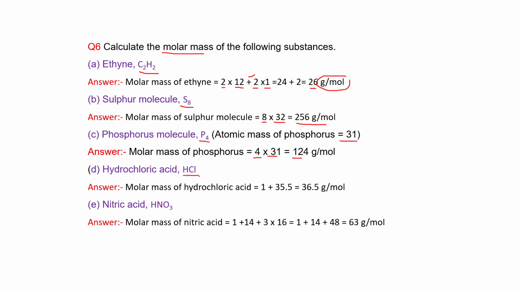Hydrochloric acid HCl, that is 1, atomic mass of hydrogen, plus 35.5, atomic mass of chlorine. This will be 36.5 gram per mole. Nitric acid HNO3, this is 1 plus 14 plus 3 into 16. If you solve it, we will get the answer 63 gram per mole.